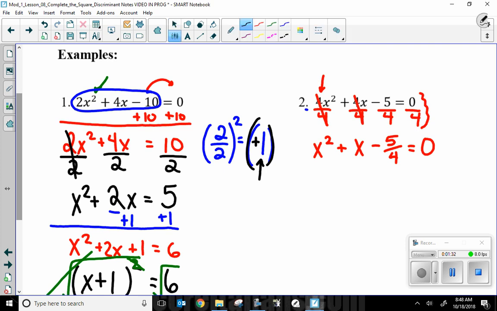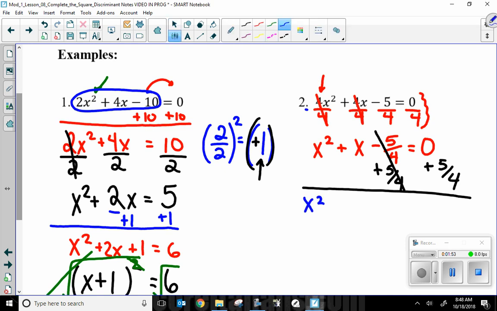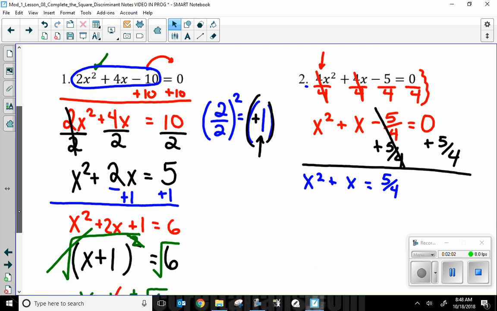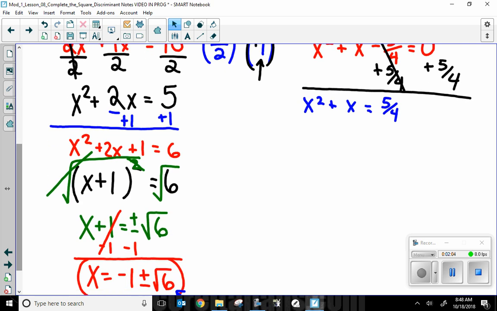What I want to do now is get everything without an x, our constant, over to the other side of the equal sign. So I add 5/4 to both sides. Now, I have x squared plus 1x equals 5/4. No big deal. It's cool. Everything's cool. We're still going. Don't freak out. We have a fraction.